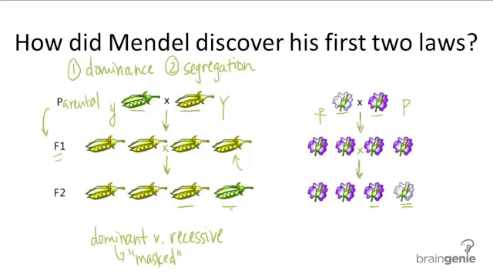This was only logical to explain why some flowers were purple while other flowers were white, or some pea pods were green while others were yellow in the F2 generation. And we discuss this in more detail in a different video. So in separate videos, we'll be covering the law of dominance and the law of segregation with modern terminology.